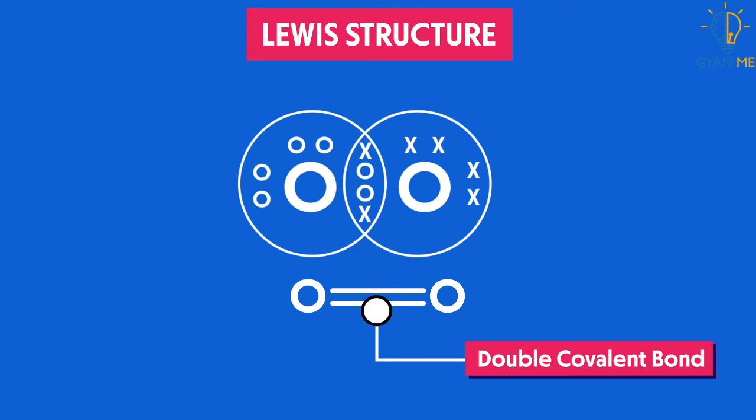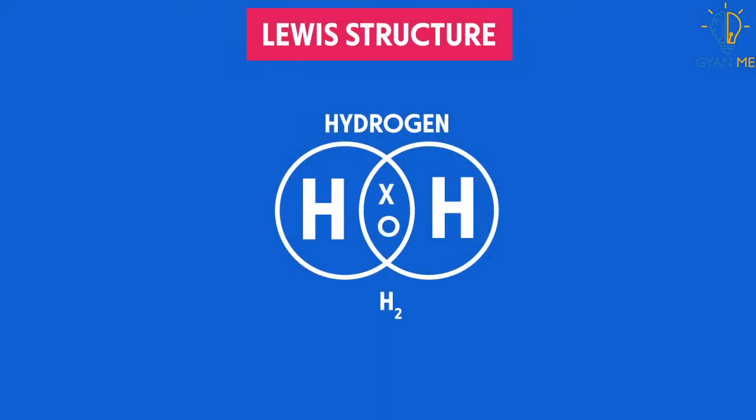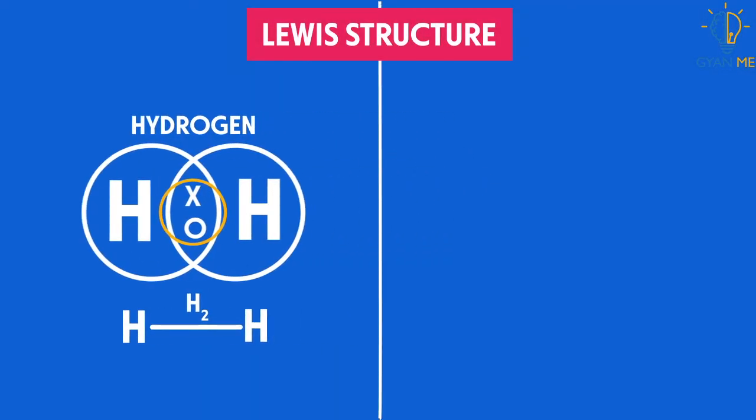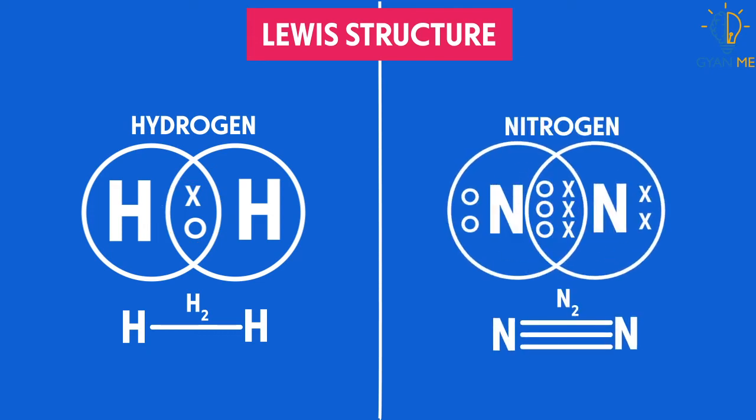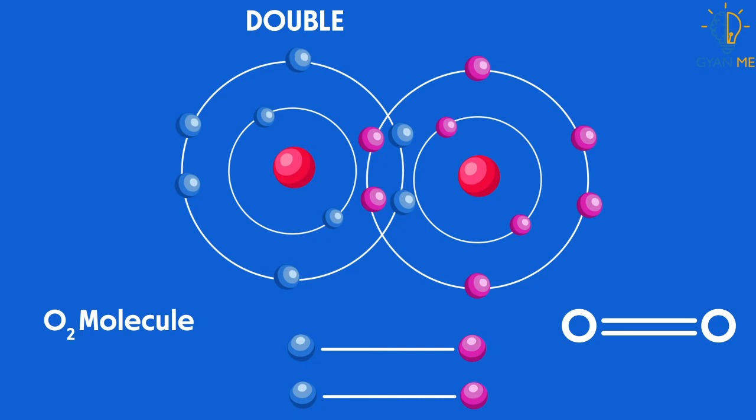Students, you can note here that we have represented valence electrons in sets of 2 or pairs, but this is not compulsory. Sometimes we can denote them as a single, just like hydrogen, or sometimes in triplets like that of nitrogen. It depends on which kind of element is taking part. So this is the double covalent bond formation in the oxygen molecule.